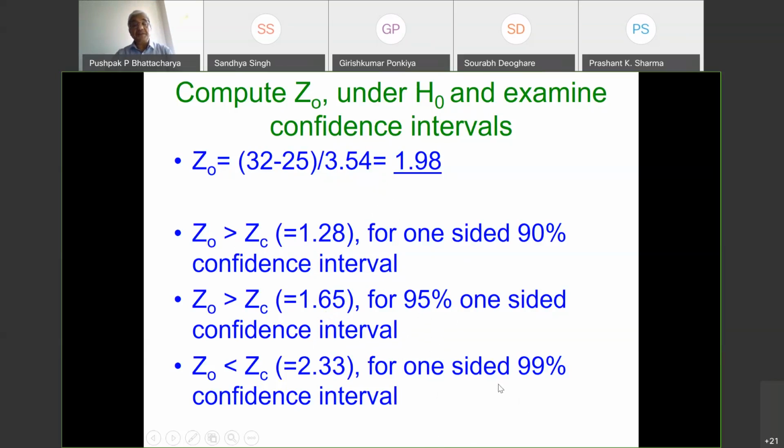For 99% confidence interval, on the other hand, I have the critical value as 2.33. Here, ZO is less than ZC. So I have got three different critical values of Z depending on the confidence interval I chose. 90% it is 1.28, 95% 1.65, 99% 2.33. What is the implication? And Z observed from the data is 1.98.